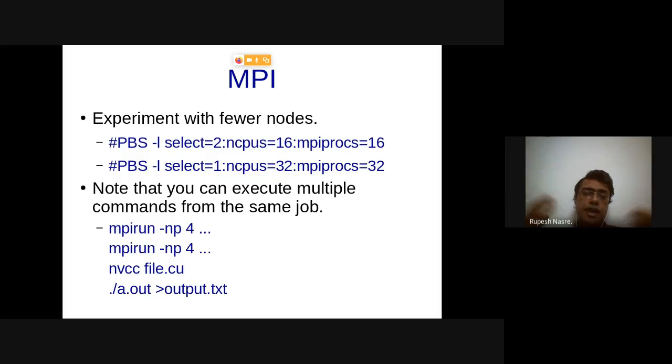I can actually have heterogeneous processing happening. I can have MPI run, then I can do CUDA processing, GPU processing. For example, NVCC, I can have multiple a.outs. I can run even a shell script or a Python script, multiple times within the same job. As long as you are adhering to the limits that are specified within the PBS options, you are good.